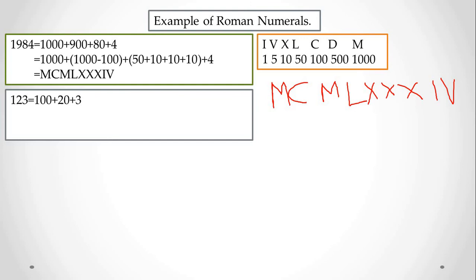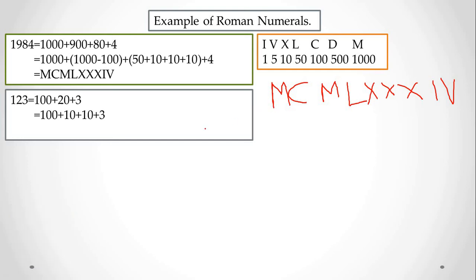Second example, 123. It can be written like 100 plus 20 plus 3. 100 as it is we are writing, because for 100 already we have the number. 20 means 10 plus 10, and 3 as it is. So now I show you how you can get the answer here.